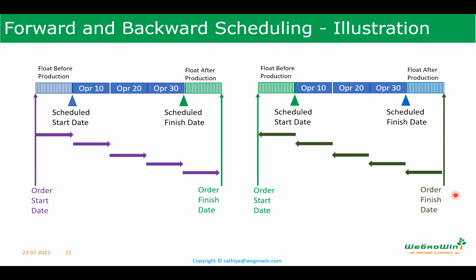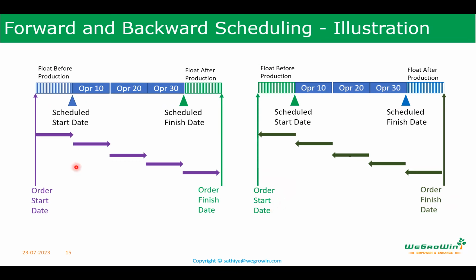For example, we are on 23rd July. The customer is asking for the material on 31st July. Then this will be taken as a reference, 31st July. The system will see the days and operation times, and then it will say that you have to start this production on 26th July. And this is backward.